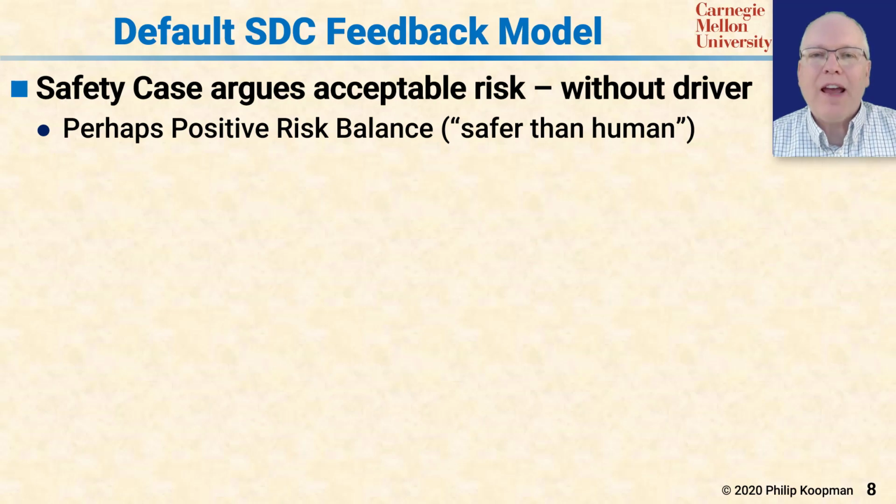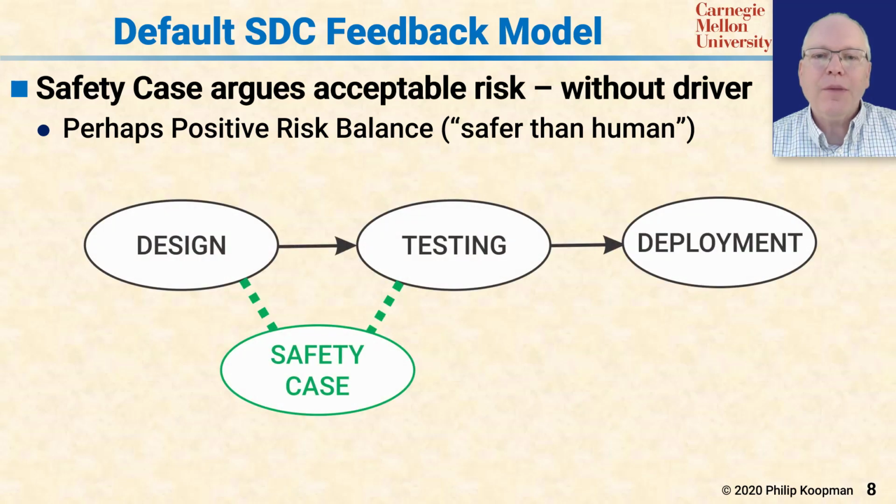Let's revisit the feedback model now to talk about self-driving cars, and this is the default one. It's not necessarily the one we want. The safety case argues acceptable risk without a driver. Perhaps it's positive risk balance, perhaps it's something else. For our purposes, it doesn't really matter. That's just a placeholder. But at some point, you've decided what acceptable risk is, and you're trying to argue that you've achieved it. Here's the picture.